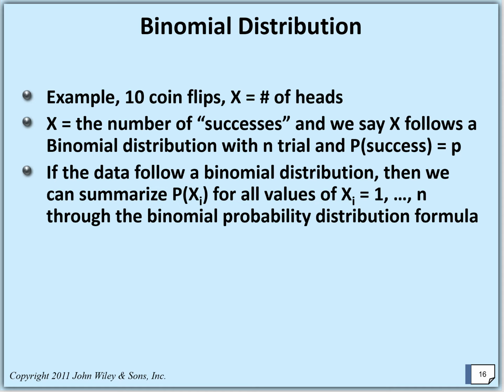X is the number of successes, and success means a head, let's say. X follows a binomial distribution with n trials. Why is it binomial? First of all, n is equal to 10 because you will flip the coin not infinitely, but n number of times, which is 10. The second criterion is that there are only two outcomes, heads or tails. And the third is that the next coin flip has nothing to do with the result of the first coin flip. So if the data follows a binomial distribution, then we can summarize the probability of head or tail.